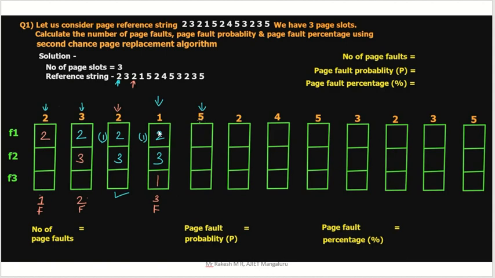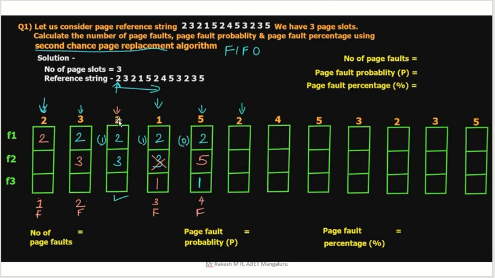Now 5. Is 5 there here? No, 5 is not there. So which one do we have to replace? For that purpose we apply the first in first out concept. Out of 2, 3, 1, we have to see which one came first. 2 here, 3 here, 1 here. Which one came first? So we have to replace, see, 3 we have to replace.